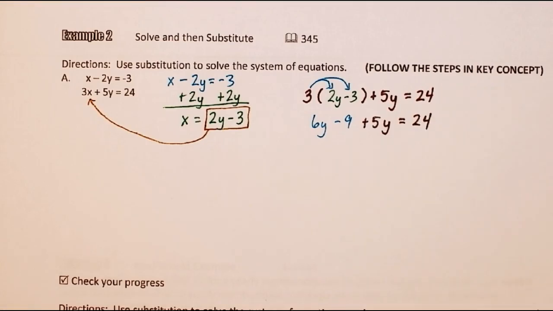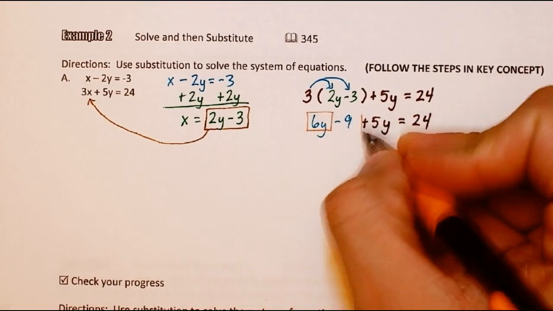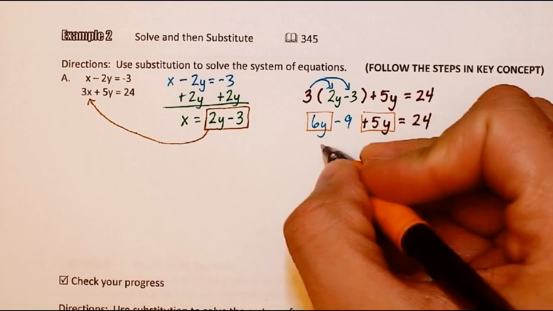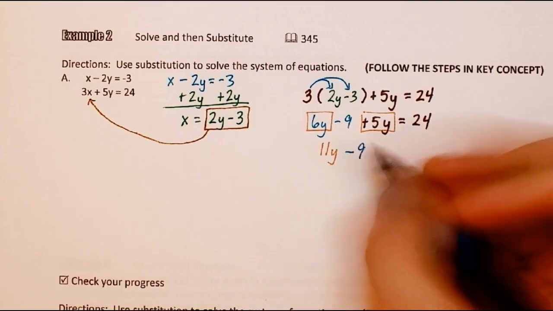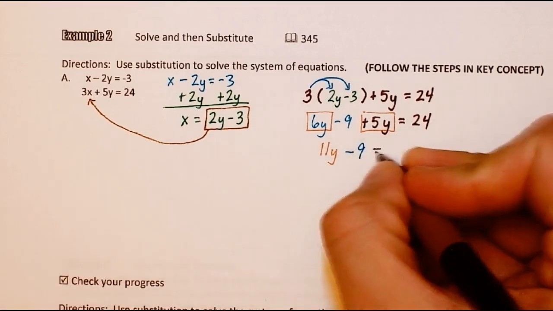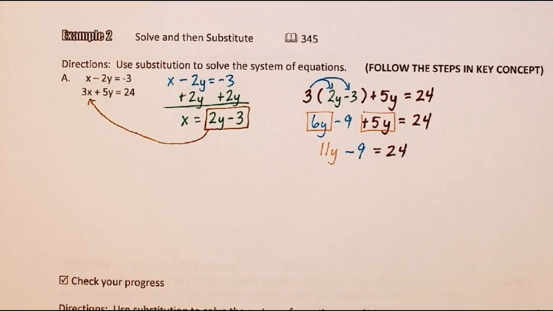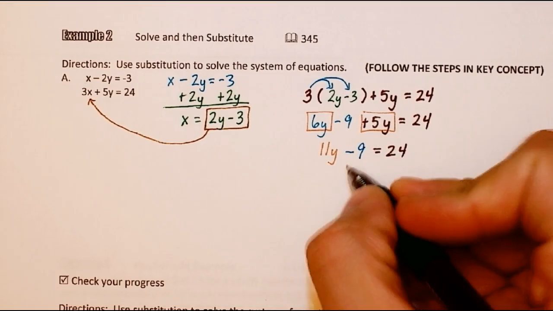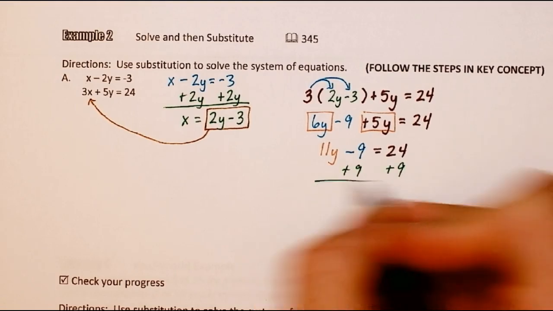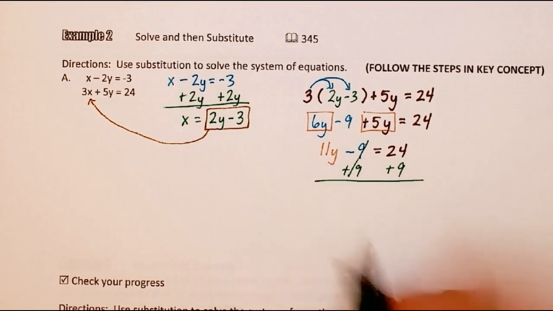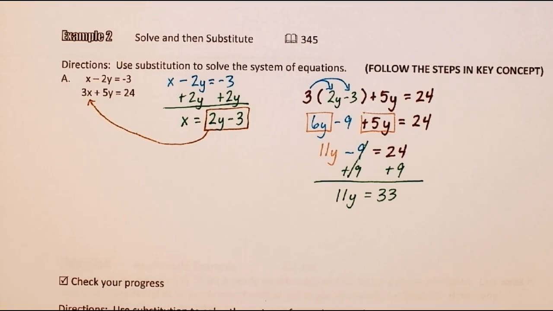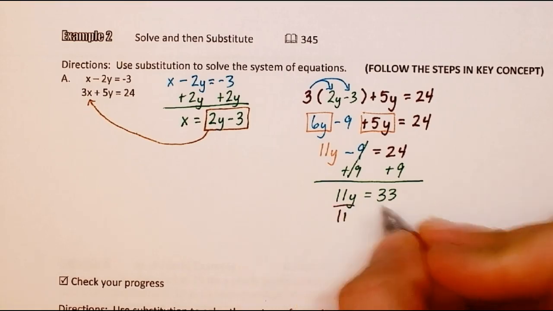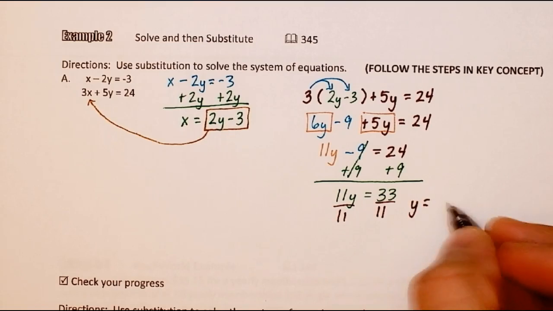And now I want to combine like terms. So my like terms in this case would be 6y and positive 5y. 6y plus 5y is 11y. I still have this minus 9 that I didn't use, and it is all equal to 24. So from here, in order to get y by itself, I'm going to add 9 to both sides, trying to isolate y. So 11y is equal to 33. And then divide everything by 11, and we get y is equal to 3.